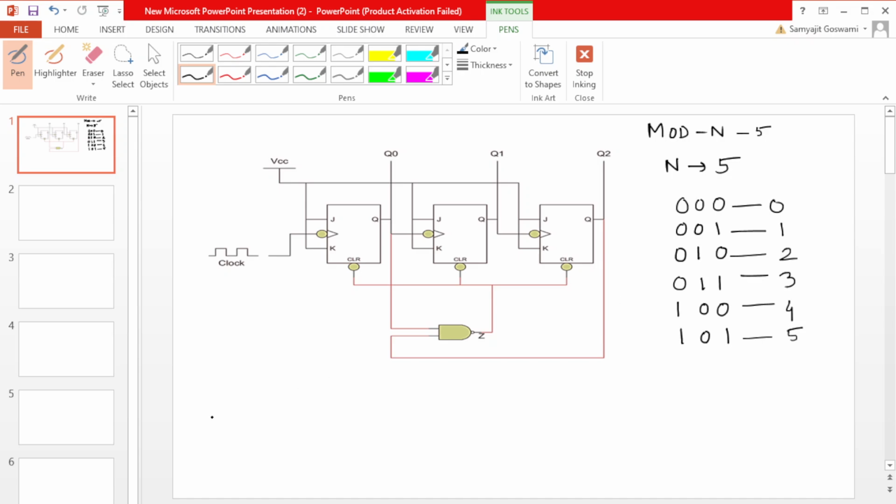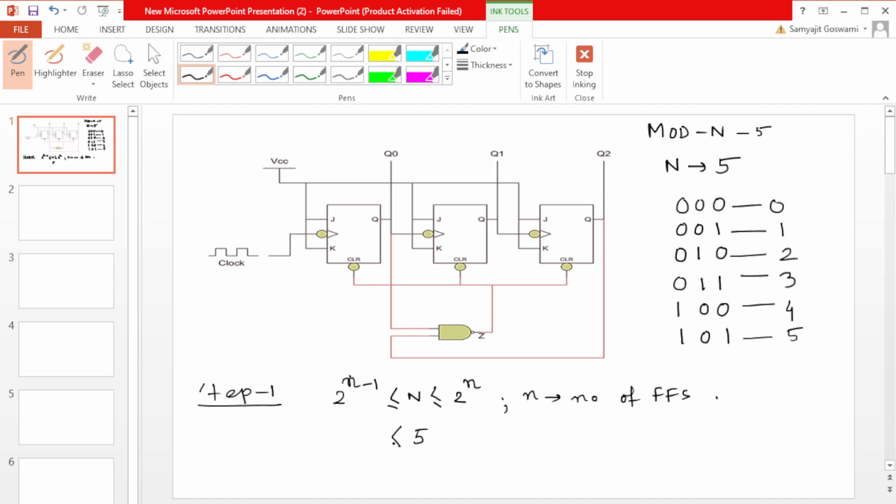Here first of all, to design this mod n counter, step number 1 is to select how many flip-flops we have to use. There is an equation: 2 to the power n minus 1 is less than or equal to N, which is less than or equal to 2 to the power n. Here n is the number of flip-flops. Okay, so here we have to design the mod 5 counter.